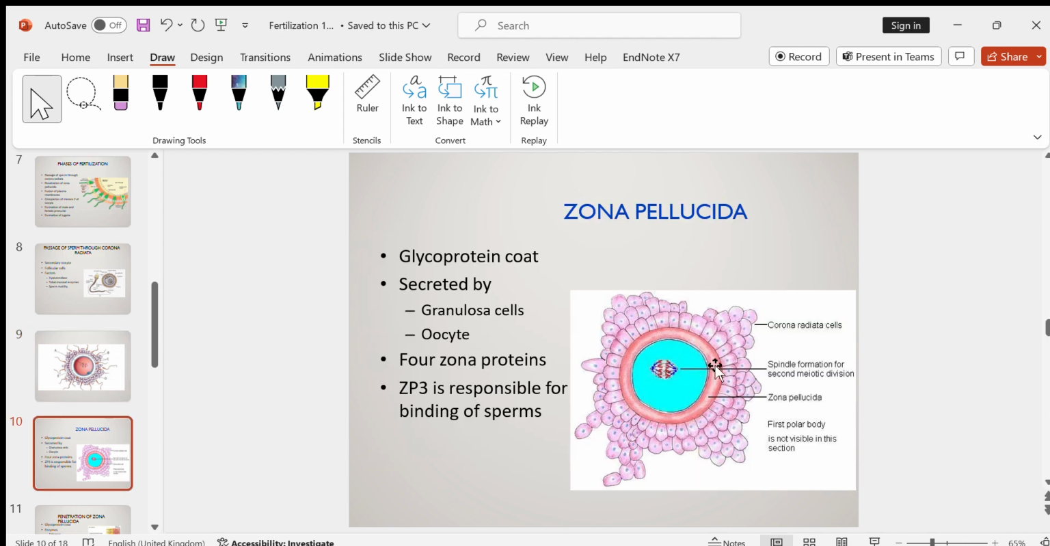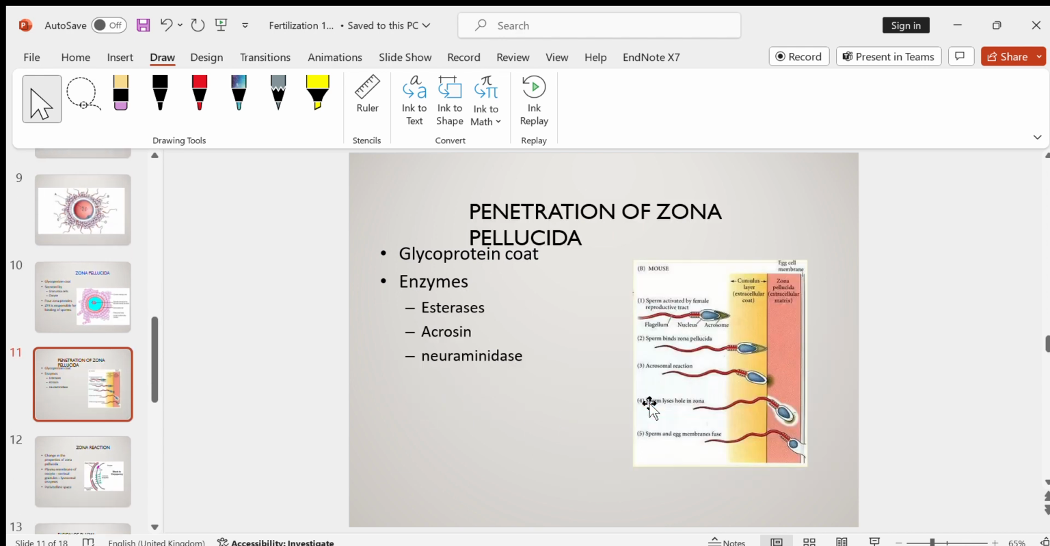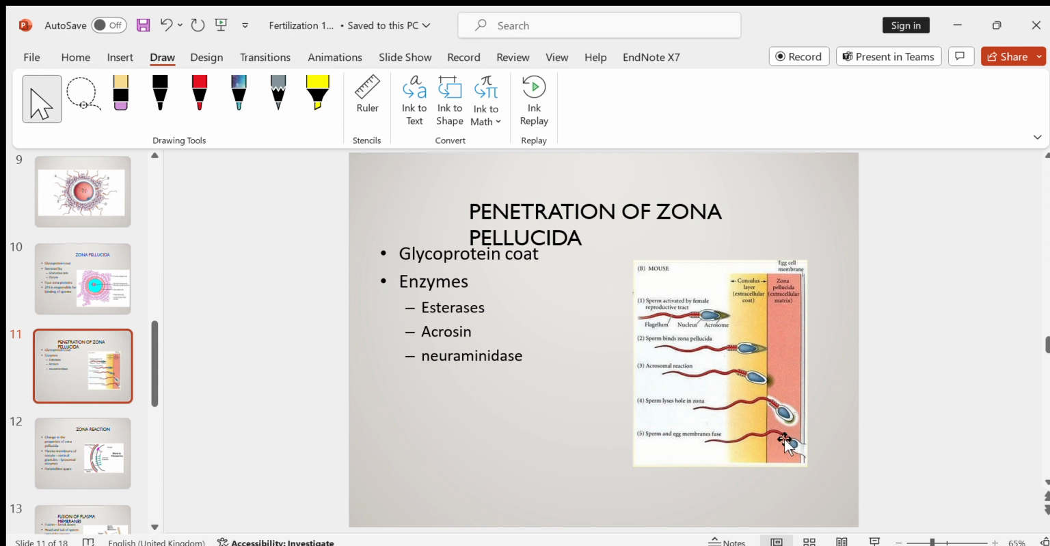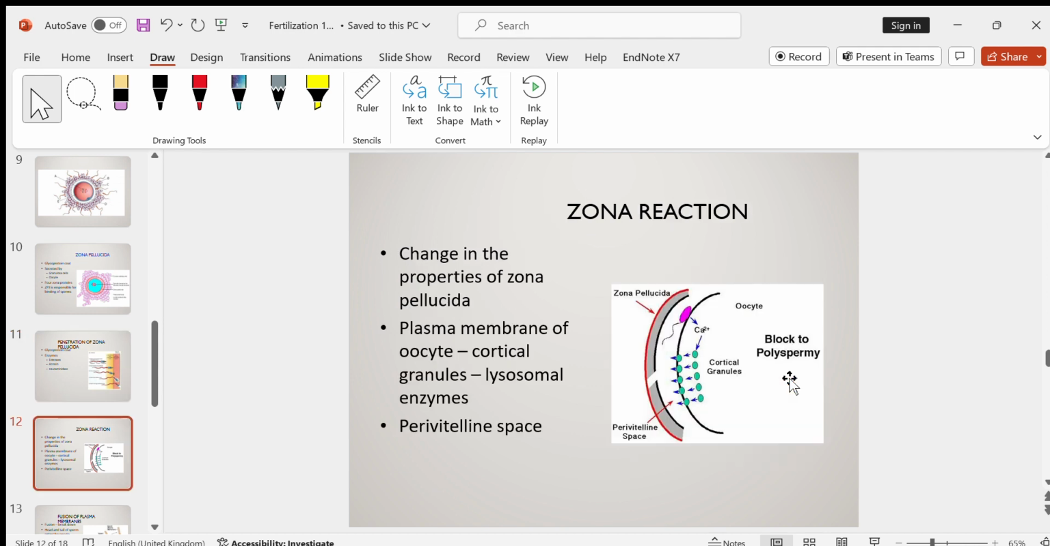The zona pellucida, I've told you in my previous lectures, is a layer of glycoprotein, and this is released by the oocyte inside and the granulosa cells on the outside. Between the granulosa cells and the oocyte is a layer of glycoprotein, this reddish structure, which is the zona pellucida. The zona pellucida has 4 proteins, out of which the ZP3 protein is responsible for binding of the sperm. Next step is the penetration of the zona pellucida. Various enzymes like esterases, acrosin and neuraminidase help the sperm penetrate the zona pellucida.